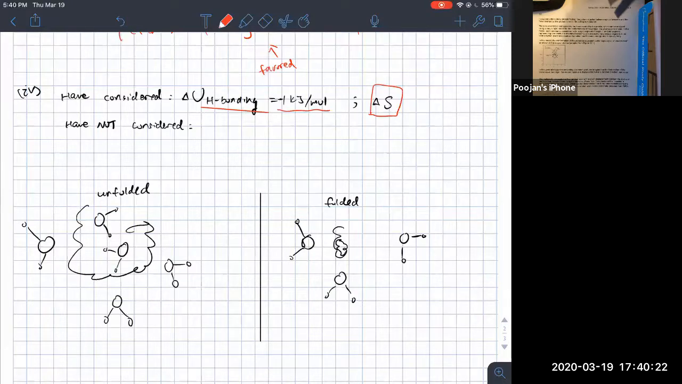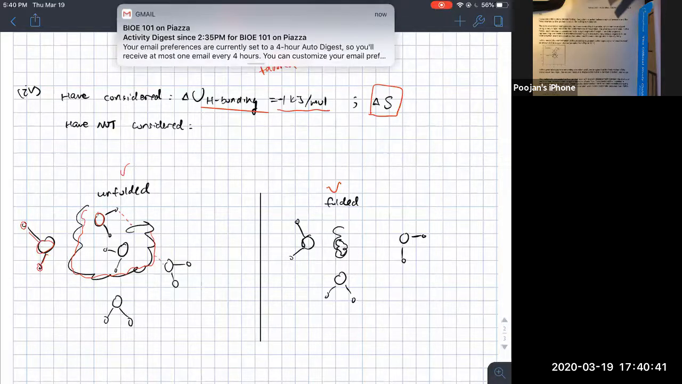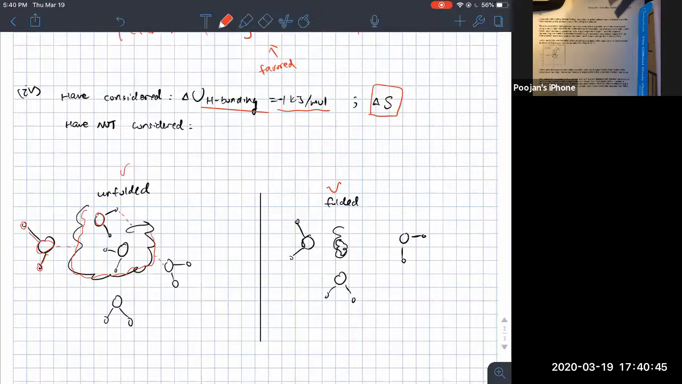So if you look at the two pictures right here, these ones are the water molecules, and this thing here is the unfolded protein. So we can see that water molecules can have a lot more interactions with the protein in the unfolded state. Whereas in the folded state, here's the protein and here's the water molecules. Since it forms a core in the middle, water molecules can only interact with the protein from the side. So it gives them less interaction. So what we have not considered in the problem is the interaction between the protein chain and the water molecules.